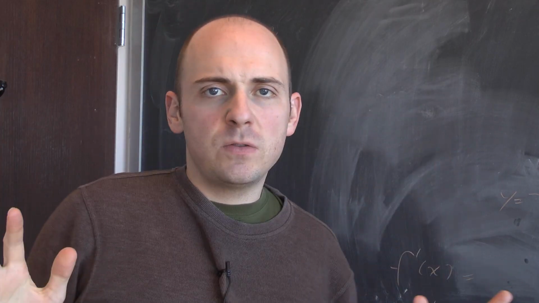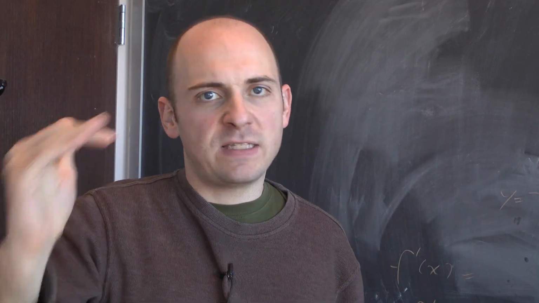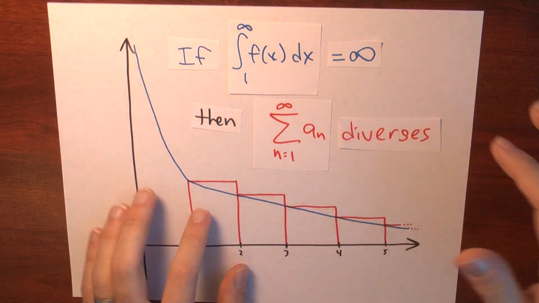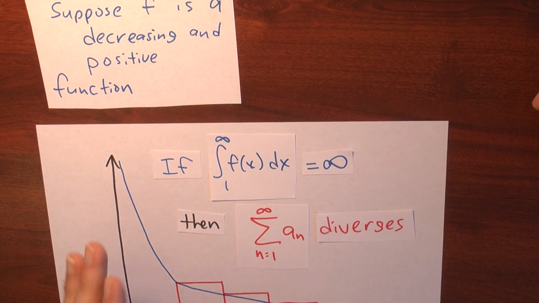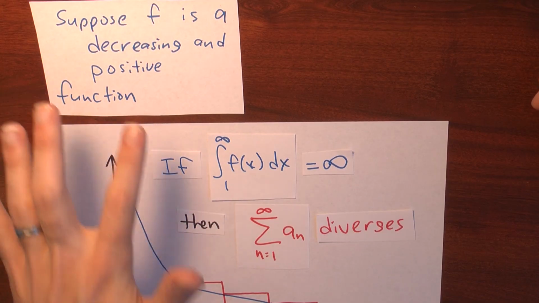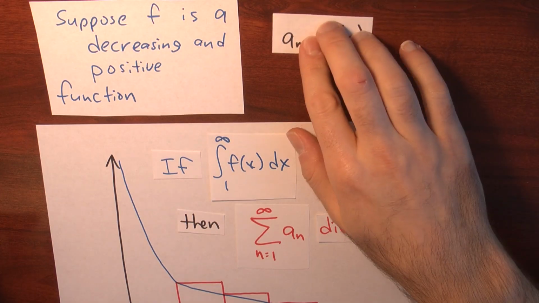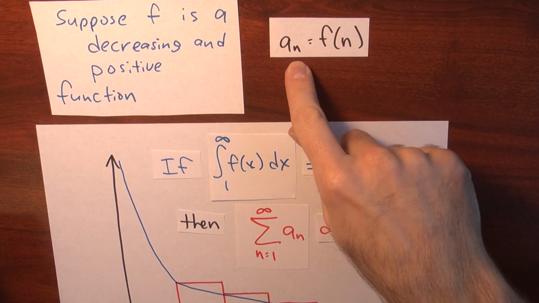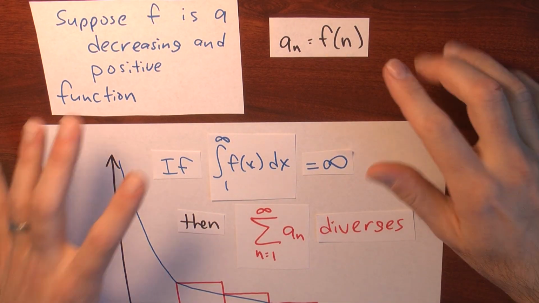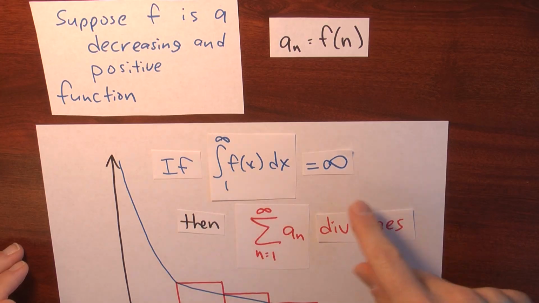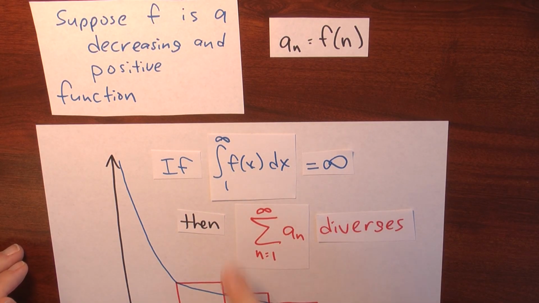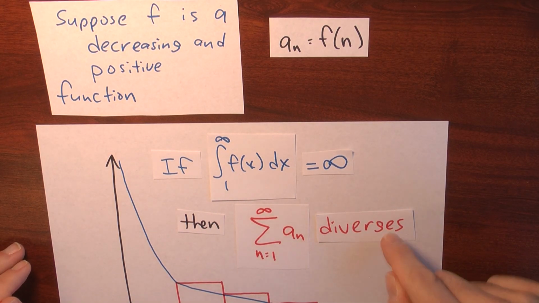The picture includes some as of yet unspecified assumptions. So more precisely, I need to assume that f is a decreasing and positive function, and I should explicitly mention that a sub n is equal to f of n. And with those conditions, then if this integral diverges, then the sum also diverges.